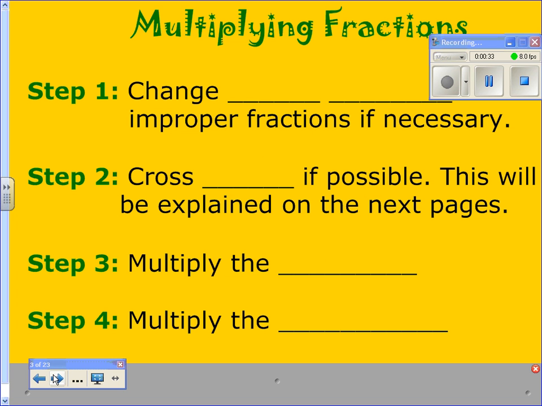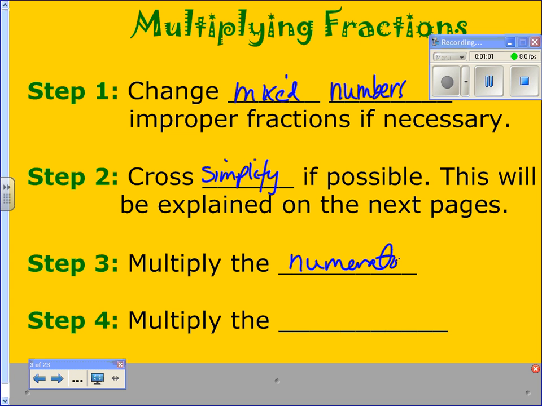Okay, next thing. Just some quick steps on how to multiply fractions. The first thing is that you change mixed numbers to improper fractions if necessary. You always have to have a fraction times a fraction. So any mixed numbers or whole numbers you have to turn to improper fractions. You cross simplify if possible. This will be explained on the next pages. Then you multiply the numerators and multiply the denominators.